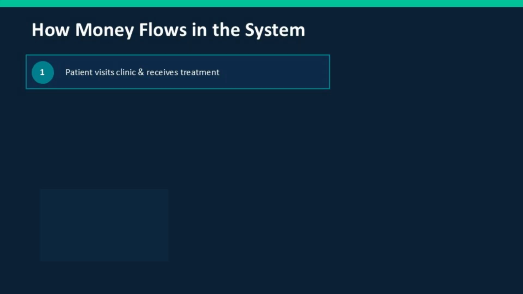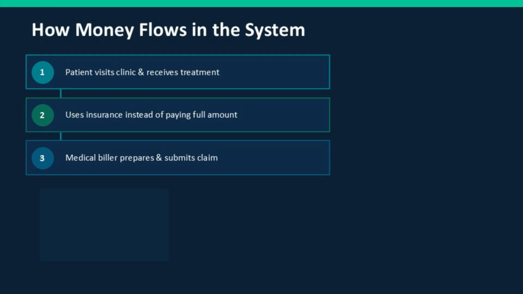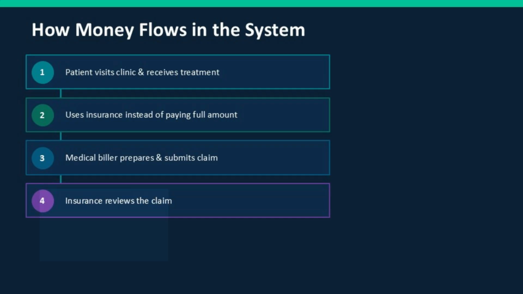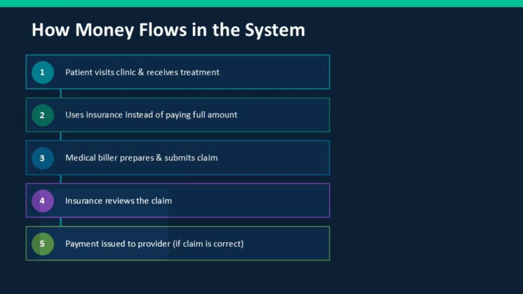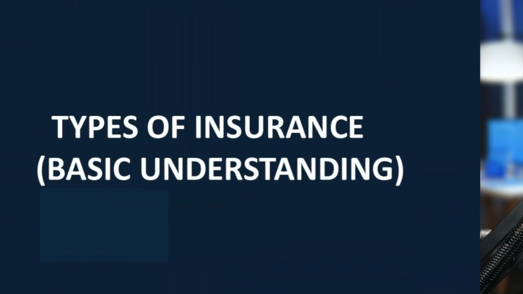Now let's understand the most important part, the flow of money. A patient visits a clinic and receives treatment. Instead of paying the full amount, the patient uses their insurance. The medical biller then prepares a claim and sends it to the insurance company. The insurance company reviews the claim and decides how much to pay. If everything is correct, payment is issued to the provider. If something is wrong, the claim is denied or partially paid. This is where your role becomes critical. You make sure the claim is correct so the provider gets paid without delays.